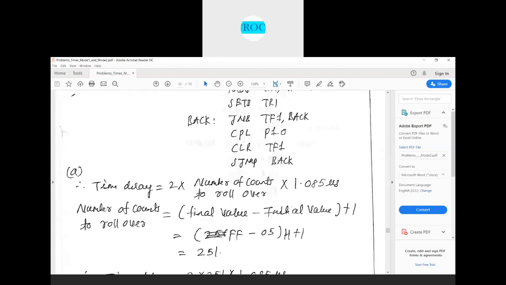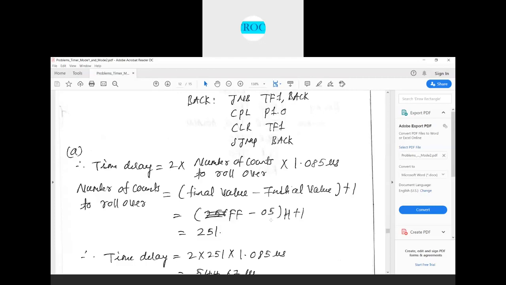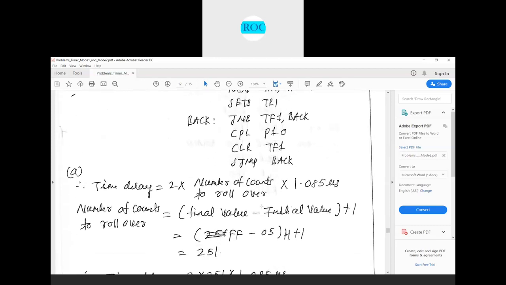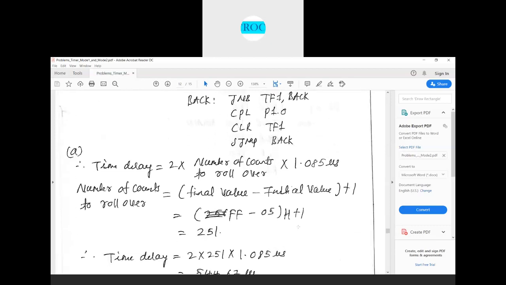Since it is an 8-bit counter, the maximum count we can have is FFH in hexadecimal. So we have FF minus the initial value loaded into TH1, which is 05. FF minus 05 in hexadecimal, converted to decimal, plus 1. What do we get? 251. So the number of counts with the initial value of 05 is 251, and one clock is to reset. After the reset, to roll over we use one extra clock cycle.